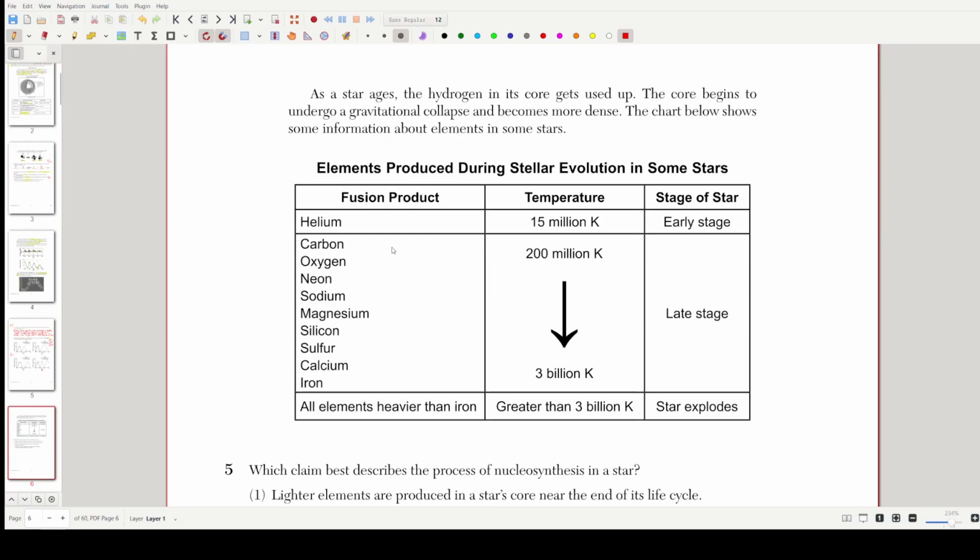All right. As a star ages, the hydrogen in its core gets used up. The core begins to undergo a gravitational collapse and becomes more dense. The chart below shows some information about elements in the star. So immediately when I see collapse and things like that, I'm thinking of the reference table, right?